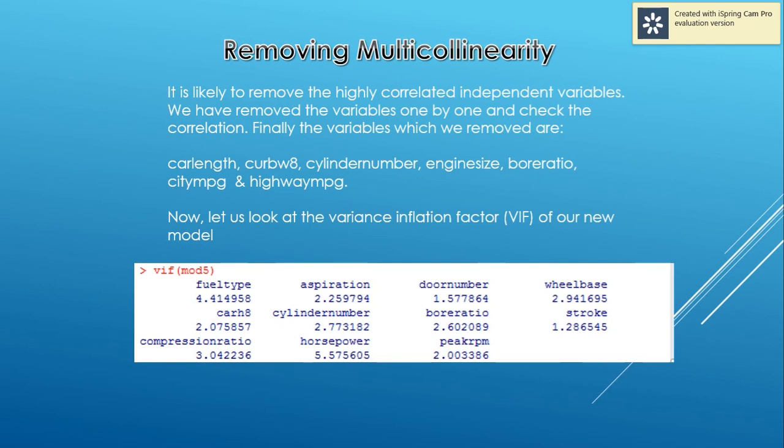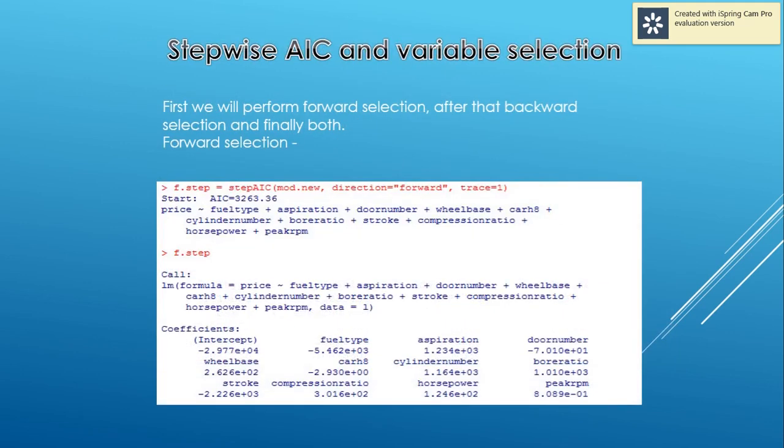We need to remove the highly correlated independent variables. We have removed the variables one by one and checked the correlation, and finally we have obtained a model like this where multicollinearity is not present. Now we will proceed to stepwise regression.